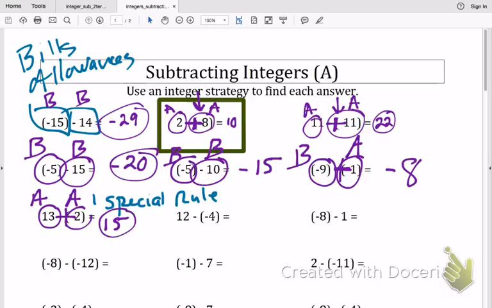Next one. Okay, we have the special rule again. Negative, they become a positive. This one's an allowance. This one's an allowance. An allowance of 12, an allowance of 4. That's $16. Okay, next one.